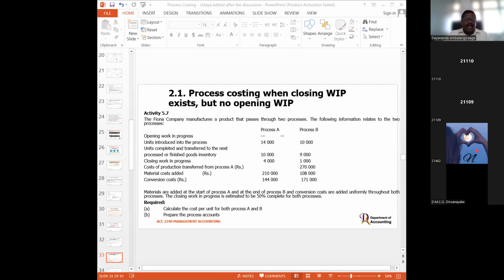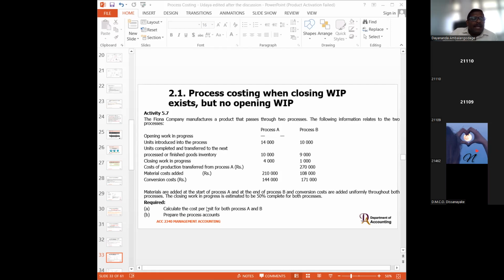See the direct material as per the question, it is 210,000 and 144,000 with regard to the conversion cost. Completed units, as per the question, units introduced into the process, that is the input. Completed units, you say 10,000. So 10,000 is completed not only from the direct material perspective, but also from conversion. That's why we call it completion units.